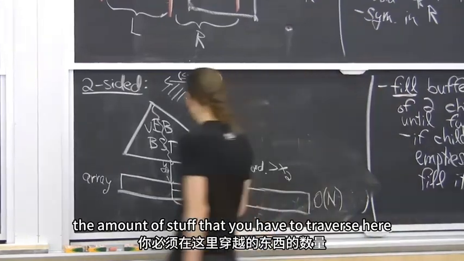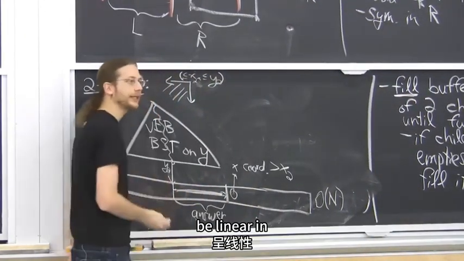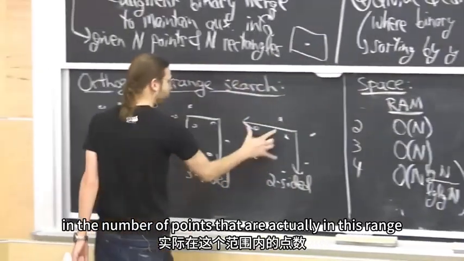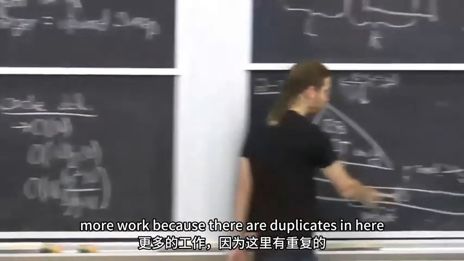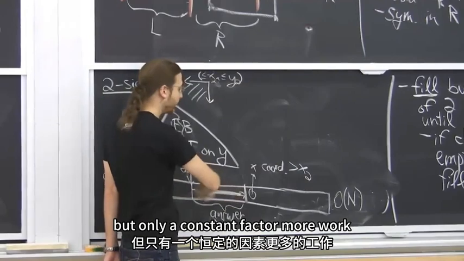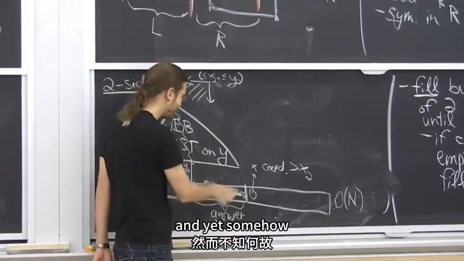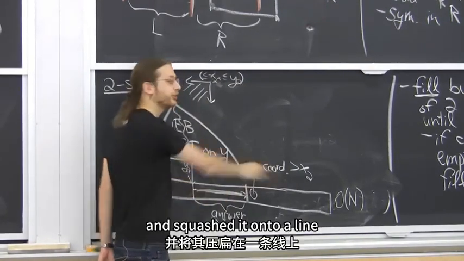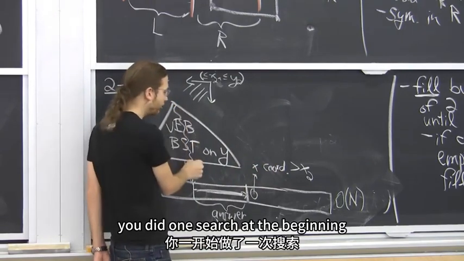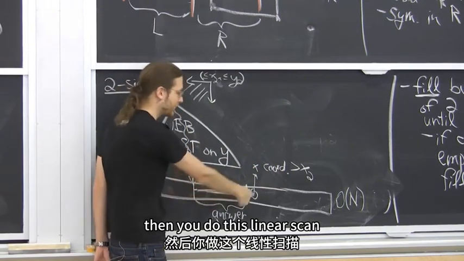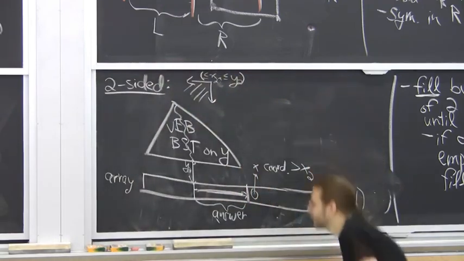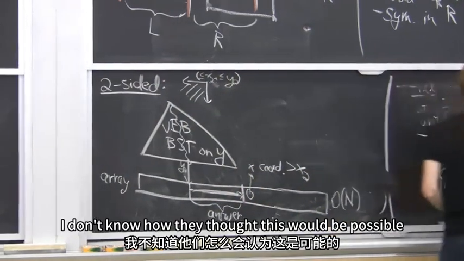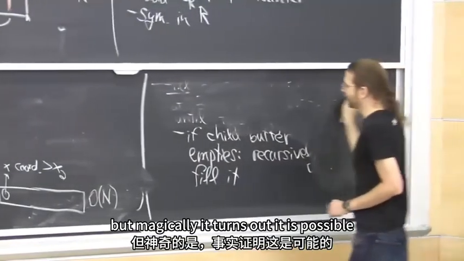Make the amount of stuff that you have to traverse here be linear in the number of points that are actually in this range. So you are going to do a little bit more work because there are duplicates in here, but only a constant factor more work. And yet somehow you've taken this two-dimensional problem and squashed it onto a line. You did one search at the beginning, which costs you log base b of n. Then you do this linear scan, and you get the right answer magically. I don't know how they thought this would be possible, but magically it turns out it is possible.